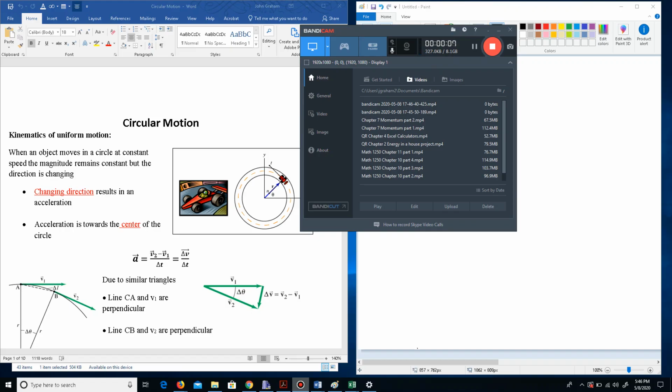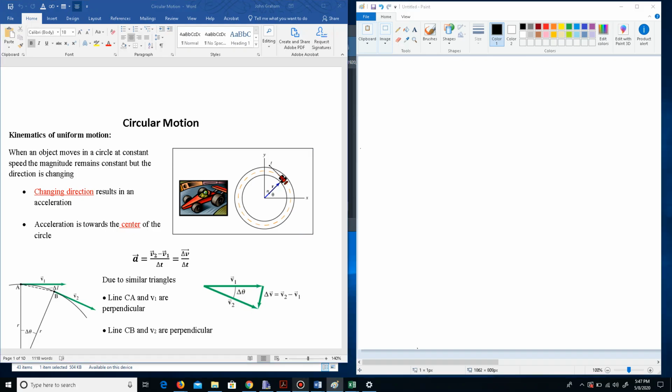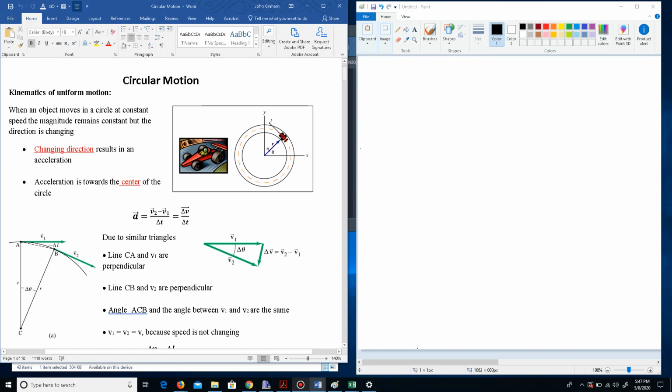Hi, this is Physics 1, Chapter 5, Circular Motion. And what we're going to do in talking about circular motion is start looking at objects moving around in a circle and changing direction, and what this means in terms of force, and what this means in terms of motions like speed, velocity, acceleration, stuff like that.